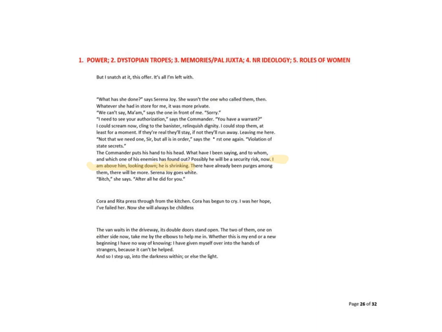Then we have this little altercation here. What she done, says Serena Joy, she wasn't the one who called them then. So there's your first indication that there is subterfuge. There's something been arranged behind Serena Joy's back. A plan's been made without her knowing. This is very interesting. Whatever she had in store for me was more private, so there was worse for Offred if there wasn't for this intervention. We can't say, ma'am, says the one in front of me.